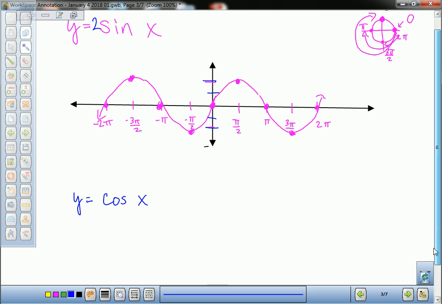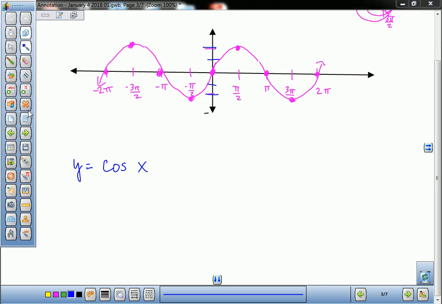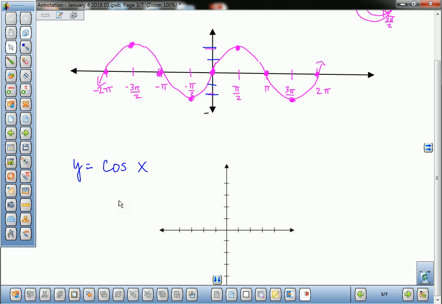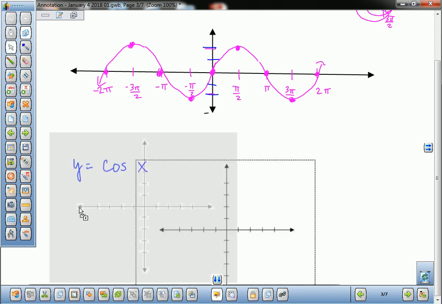Same idea, but when we go to look at the unit circle, what are we looking at? X's. Yeah, good enough. We're looking at the x's.